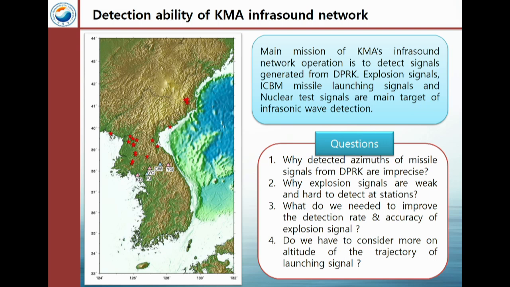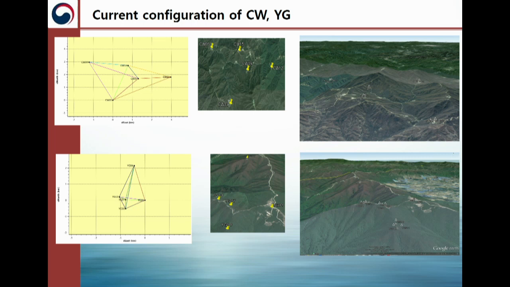And do we have to consider more on altitude and/or modeling to get the nice trajectory of the launching signals, the ICBM signals? This kind of thing we have to resolve. I think one problem is the configuration of our two stations, which are located in the mountain area and on the mountain ridge at an altitude from 1300 to 1700 meters.